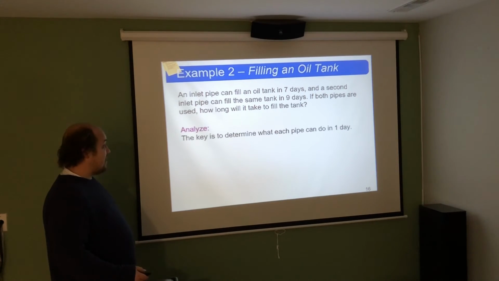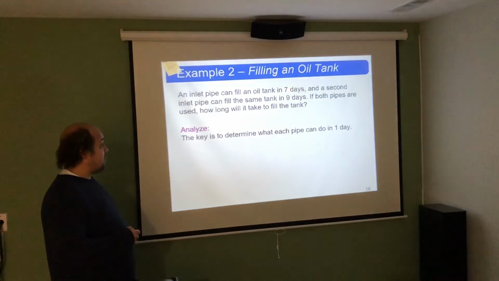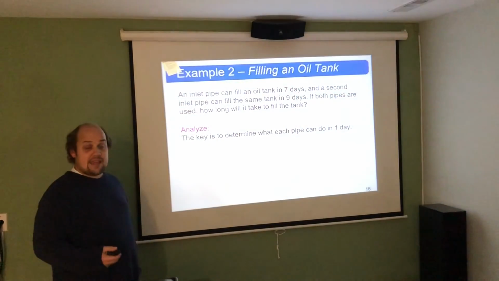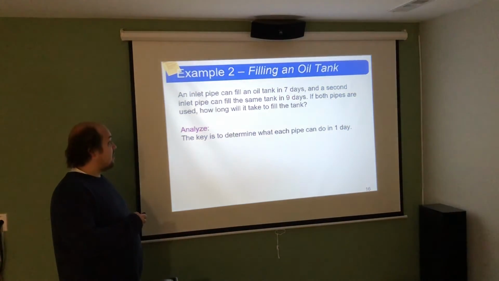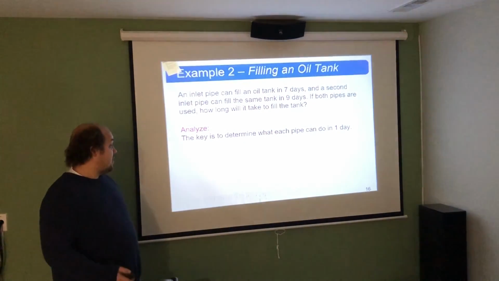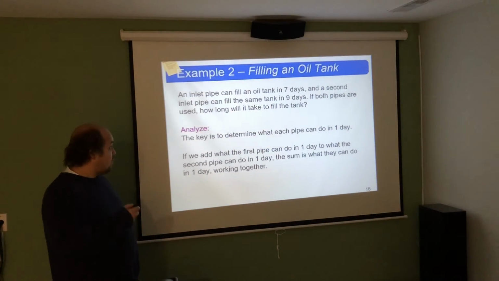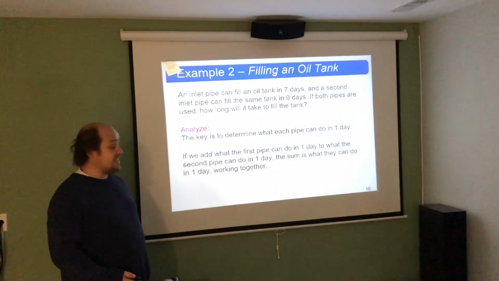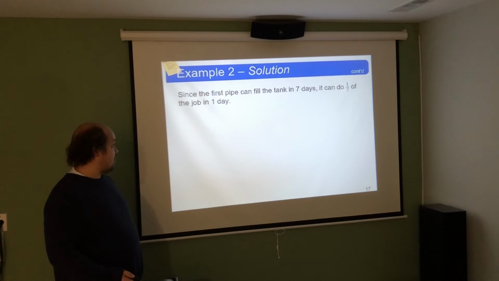Where we want to begin is determining what each pipe can do in 1 day. So if the first pipe can fill in 7 days, in 1 day it does 1/7 of the tank. If the second pipe can do the tank in 9 days, in 1 day it does 1/9 of the tank. So we add together the 1/7 of a tank that the first pipe does plus the 1/9 of a tank that the second pipe does. That'll tell me what they can do in 1 day working together.